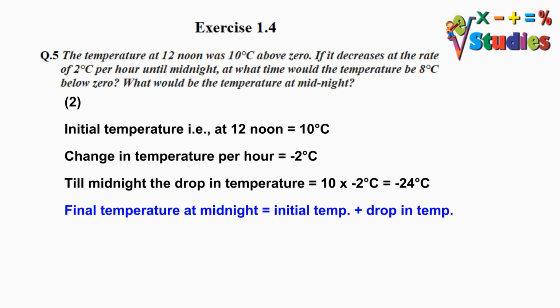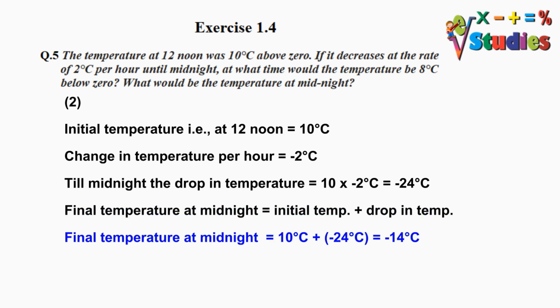The final temperature at midnight will be the initial temperature plus the drop in the temperature. So the initial temperature was 10 degrees Celsius plus negative 24. We have one positive and one negative integer here, so we'll need to perform subtraction, and the sign of the answer will be negative. So minus 24 plus 10, after performing subtraction we'll get negative 14 degrees Celsius.